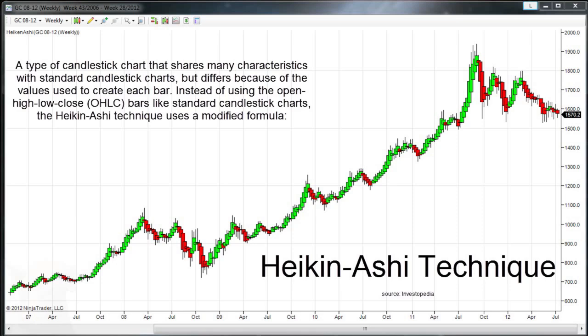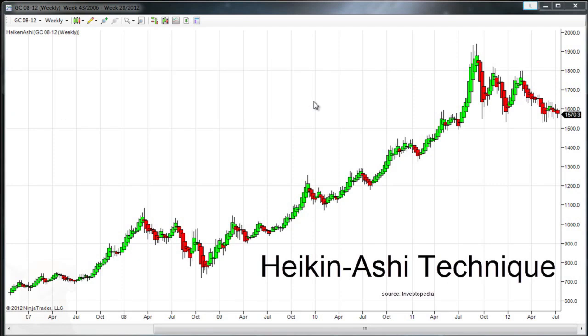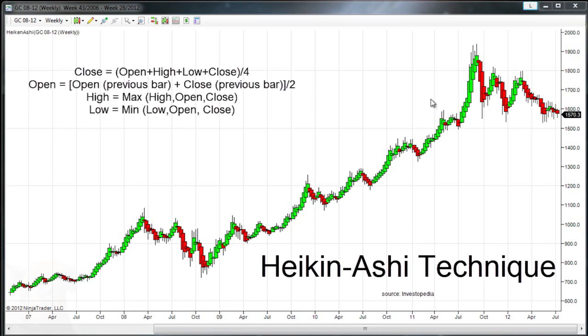The key difference is that rather than using the opening price as a fix on the open, the Japanese average chart uses the midpoint of the prior session. So they're taking the midpoint of the prior week on this weekly chart, and they're using that as the open for the current candle, or current week, on this weekly chart.